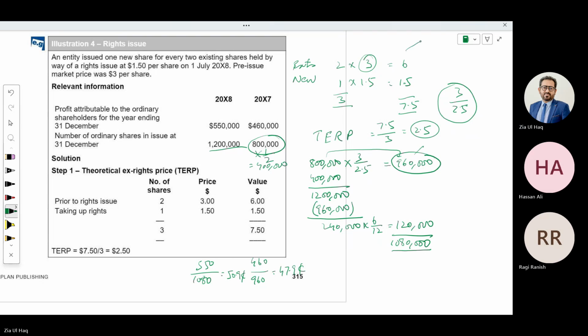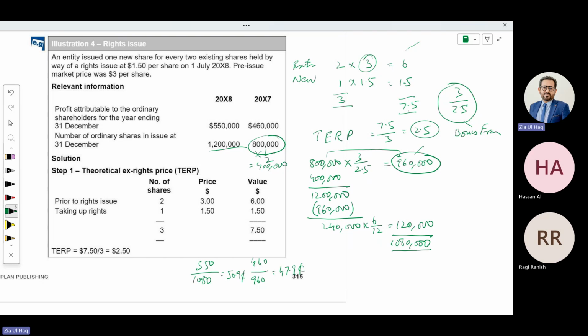So we calculated the total amount and we calculated the total shares. Dividing the amount by shares, we got the theoretical ex-rights price, that is 2.5. If we divide the theoretical ex-price by the market price, we can find the bonus fraction. This means now we are able to separate the bonus part and cash part from this rights issue, because the company is issuing below market price. This means there is some bonus being provided to the shareholder.